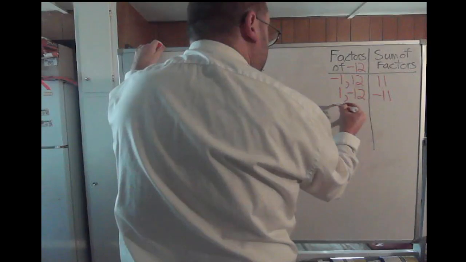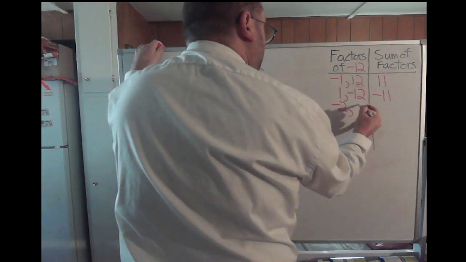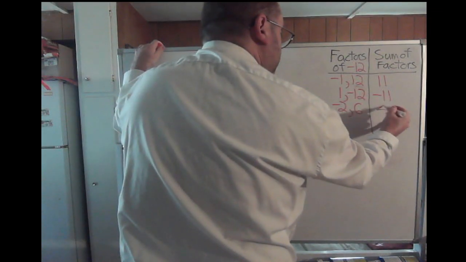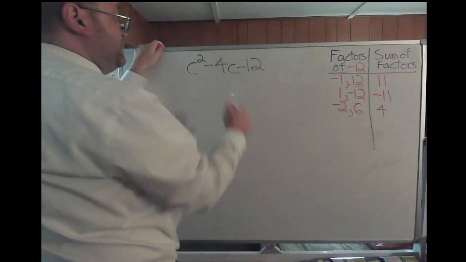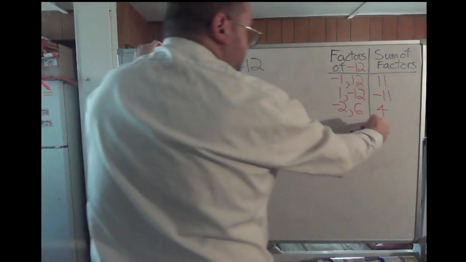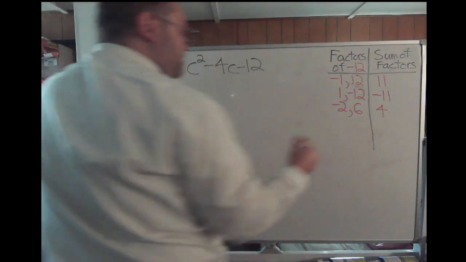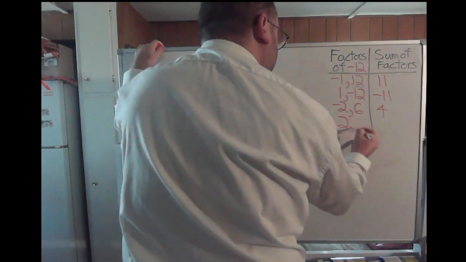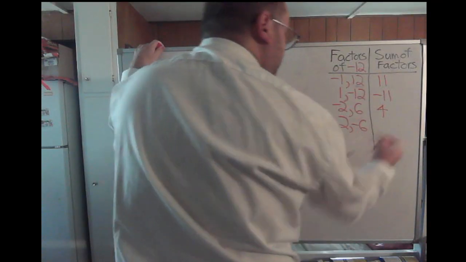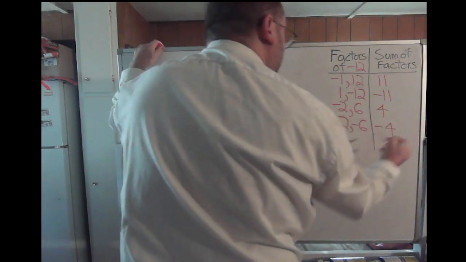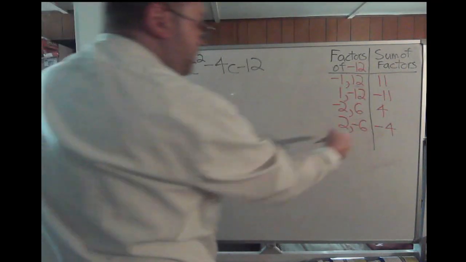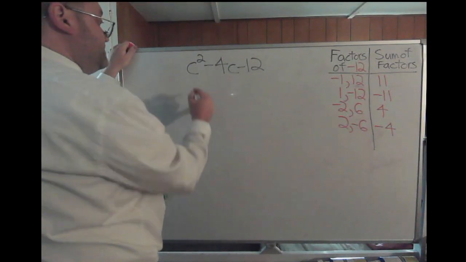So next, let's go to negative 2 and positive 6. Add negative 2 and positive 6 together, you get positive 4. Still doesn't work because the coefficient on the c to the first term, the middle term, should be negative 4, not positive 4. So that doesn't work. So how about positive 2 and negative 6? Well, do 2 and negative 6, add those together, you get negative 4. We struck gold there because the middle term's supposed to have a coefficient of negative 4, and we get that with factors of 2 and negative 6.